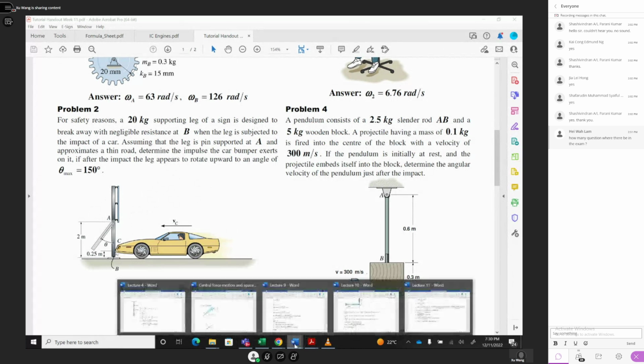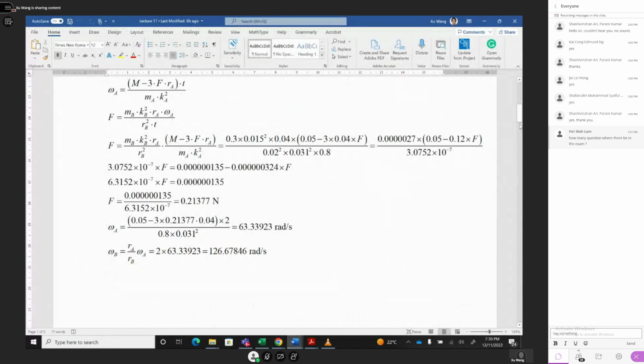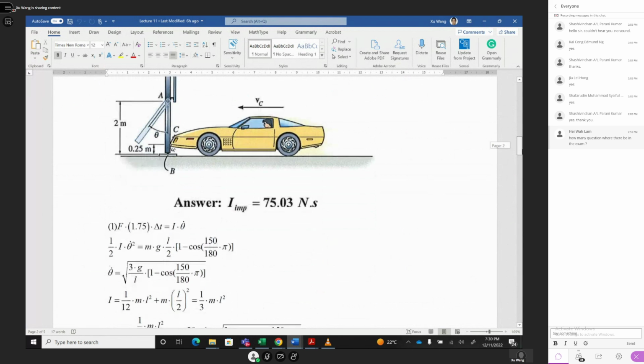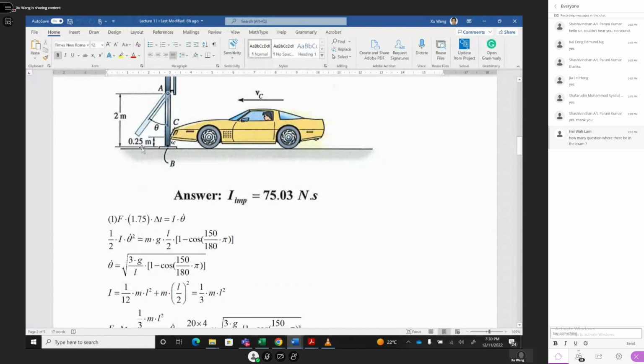We can have a look. In question 3, first you have F times the distance of 2 meters from the pivot point. This moment times delta t equals I omega dot. This impulse equals angular momentum, right? And then you have energy conservation: half of I omega dot, the total rotational kinetic energy at this position.